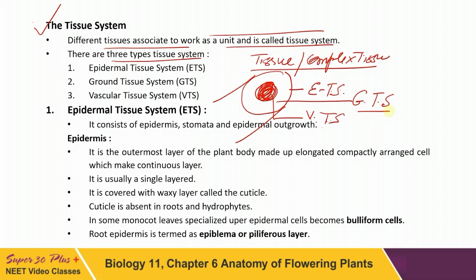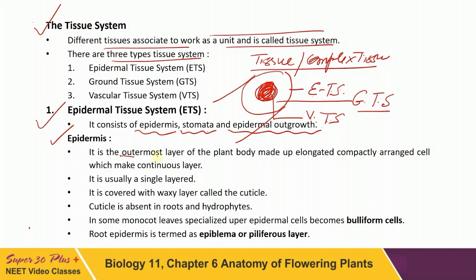First we have to see the epidermal tissue system. As I told you, it consists of epidermis, because it is the epidermal tissue system. This is the outermost, protective one. So it will have epidermis, stomata, and epidermal outgrowths. We have to discuss three things here: epidermis, stomata, and the epidermal outgrowth.